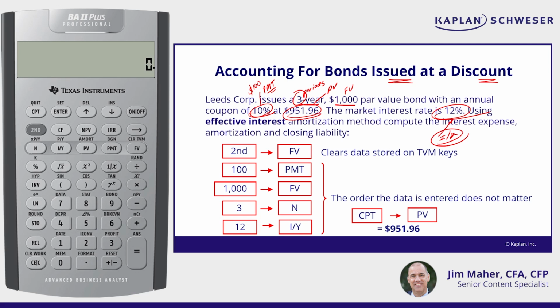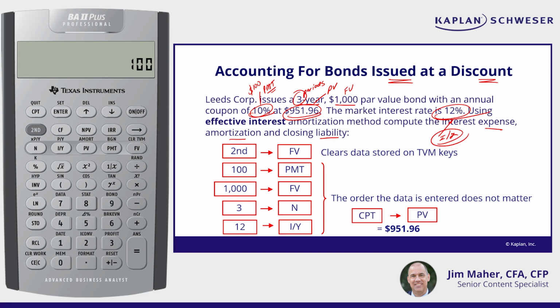So now what we're going to do, using the effective interest amortization method, we're going to compute the interest expense, amortization, and closing liability using this information here. All right, let's jump back into our calculator here. We're going to go second, and now we're going to do our future value once again to clear out our time value of money. We want to make sure we have that empty from our prior calculations.